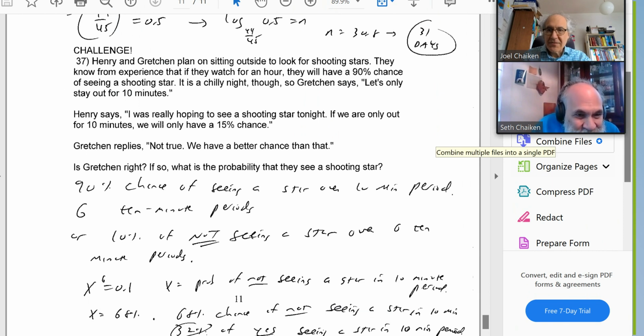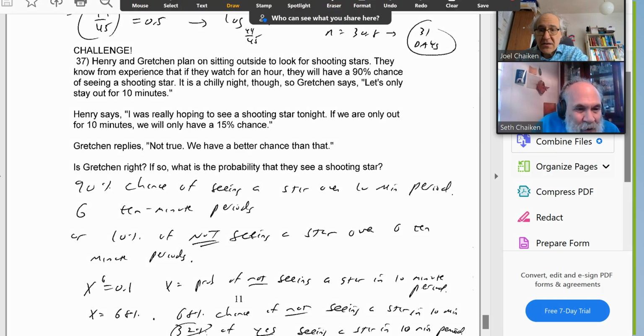Okay, so here we go. This challenge question is probability for a relatively high level 11th grade math class, Algebra 2. Can everyone see it? Henry and Gretchen plan to sit outside watching shooting stars. It took me a while to understand what's going on, but this looks like a backwards question, because the person is solving x to the sixth equals 0.01 to get the answer.